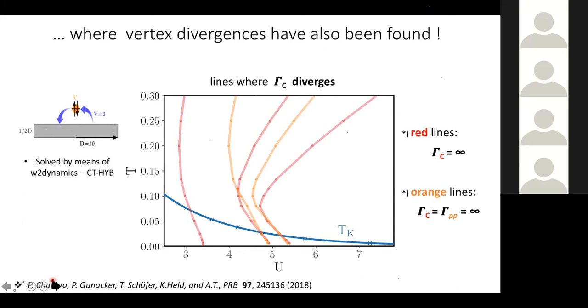These are the first lines where the irreducible vertex on the impurity diverges if you invert the Bethe-Salpeter equation, and you see that you have a red line and an orange line related to different divergences. In the red line, there is a divergence in the charge channel, while in the orange line, you see divergences in both the particle-particle and charge channels. Let me stress that if you go to very low temperature, you see that the divergences tend to disappear.